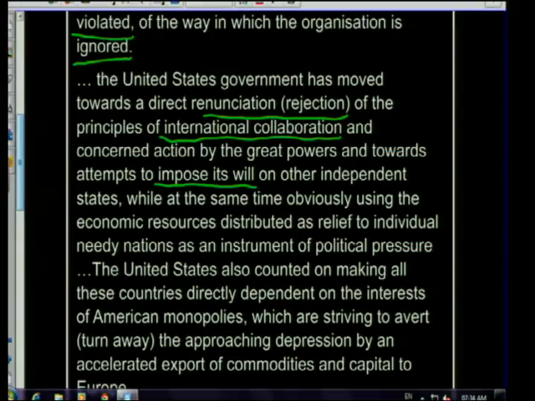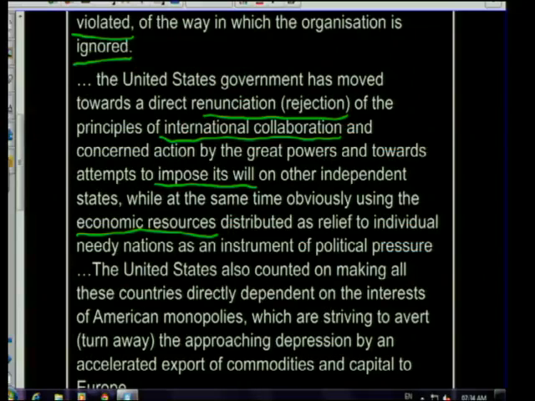While at the same time, obviously using the economic resources. Now remember that the Truman Doctrine led to the Marshall Plan, where the United States was giving money to the different European countries that were devastated after the war. So now the Russians are saying that the Americans are using the money to impose their will and to spread their interests. Then these are distributed as relief. And they're saying that the Americans are pretending that this is relief, whereas they are trying to impose their will. That is how you need to understand the source.